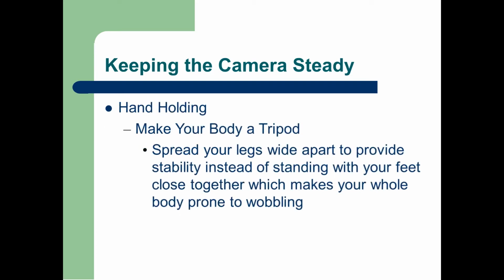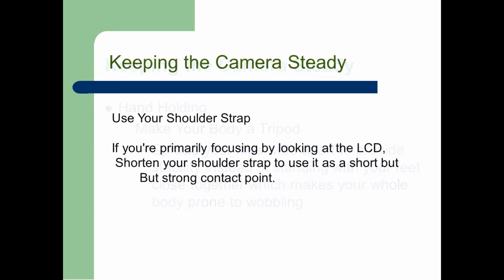If you must hand hold, you want to make your body a tripod. You spread your legs wide apart to provide stability instead of standing with your feet close together, which makes your whole body prone to wobbling. You don't want to lock your hands and elbows against your body. You can use your shoulder strap. If you're primarily focusing by looking at the LCD on your camera, shorten your shoulder strap to use it as a short but strong contact point that you can push away from you, so your neck or your shoulder is holding the strap and your hands are holding the camera steady in front of you.